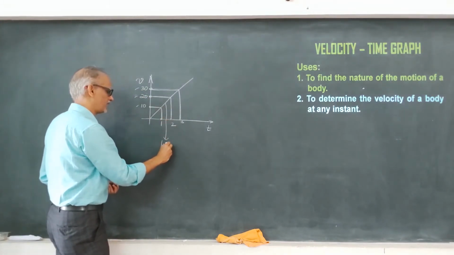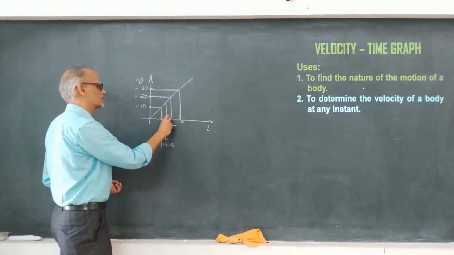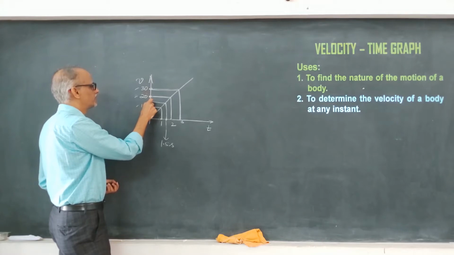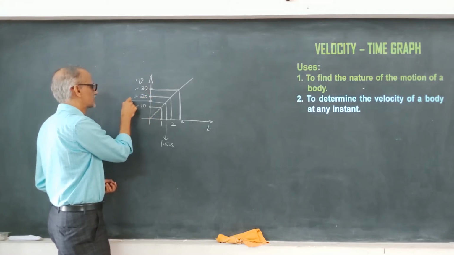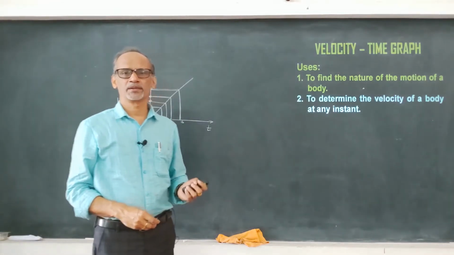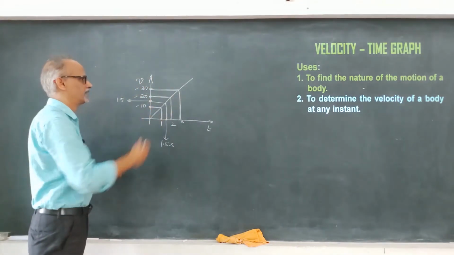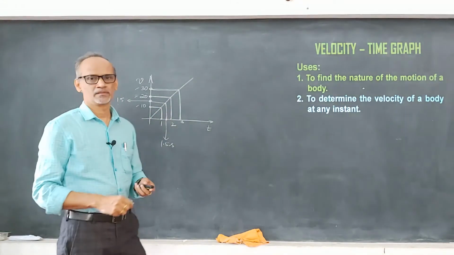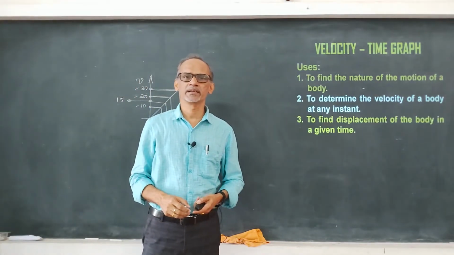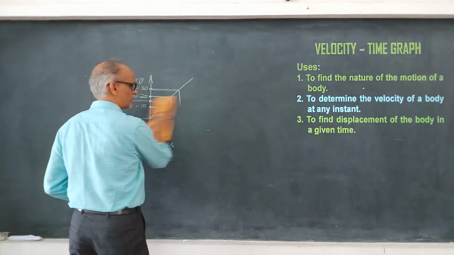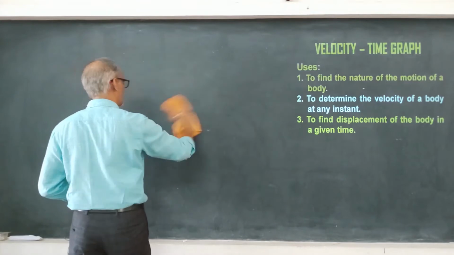At 1.5 seconds, what is the velocity? So that velocity has to be exactly midway between 10 and 20. How much is that? So that's 15. So this is the second application. Based on the graph, I can find the velocity of a body at any instant, or in simple terms, we can find the instantaneous velocity. The third one, to find the displacement of the body in a given time.